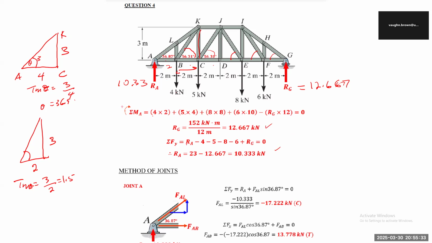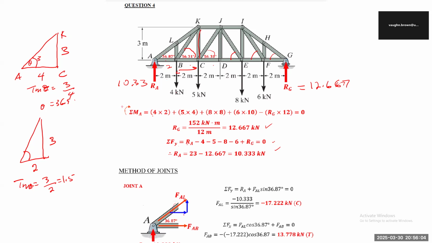All right. And then they use a straight line, summing forces in the Y, and you get that. Then they say that by method of joints they want to find AL, so they use the method of joints here. Let's look at it quickly. The first force is AL. So for AL, you sum the forces in the vertical, you have the angle.